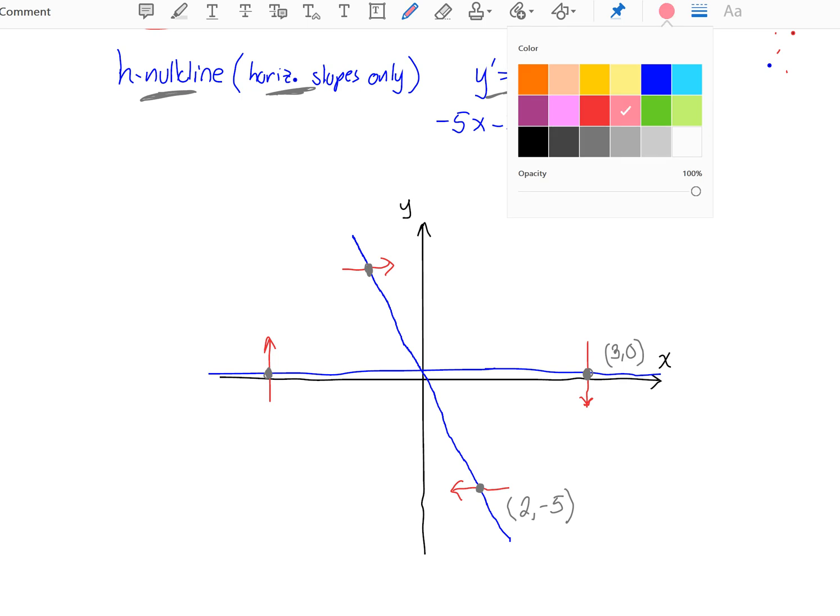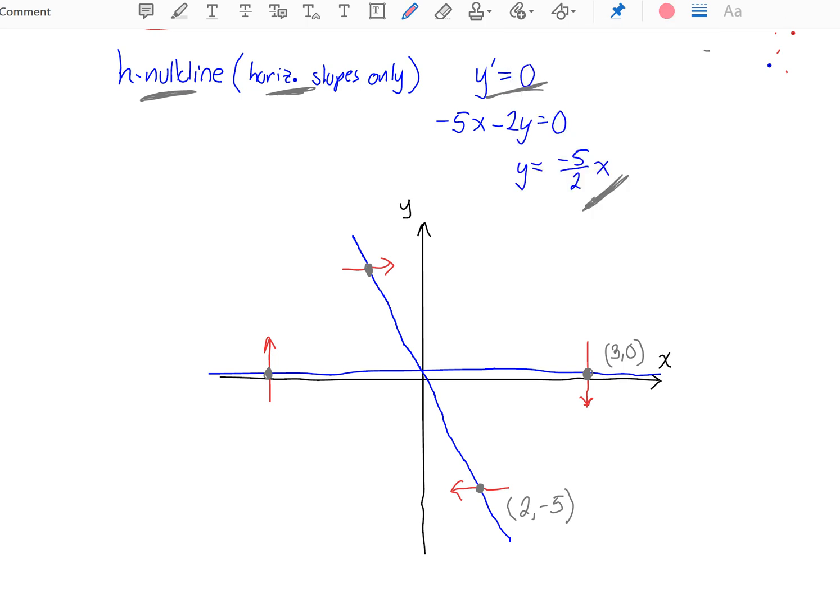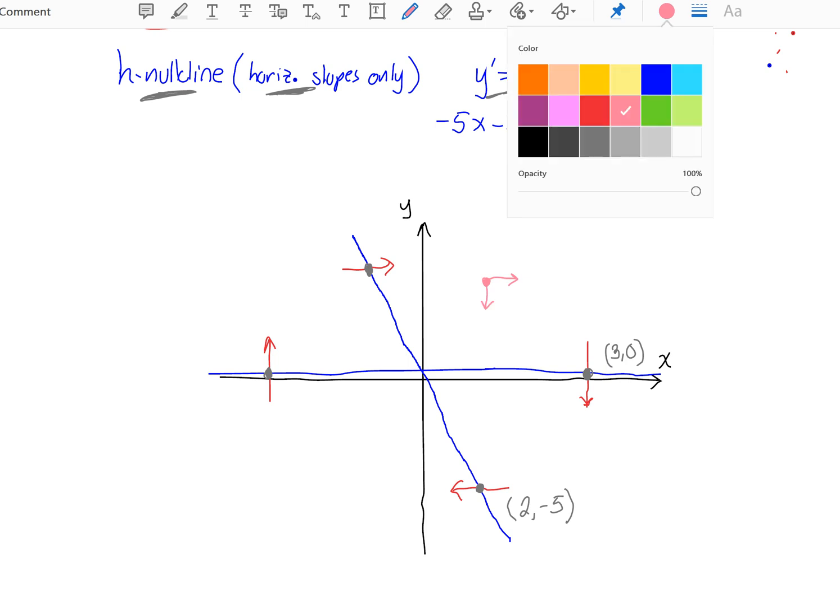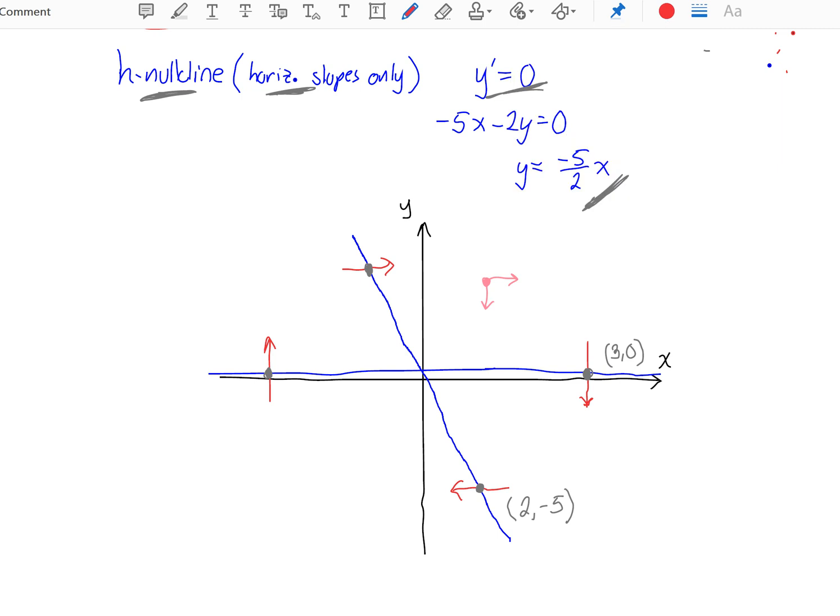Okay, now let's determine the directions of motion in between these nullclines. If you were to pick any ordered pair here and stick that ordered pair into your system of equations, you'll notice that you're moving to the right and down, and so in general, solutions in this region will always be moving down and to the right.